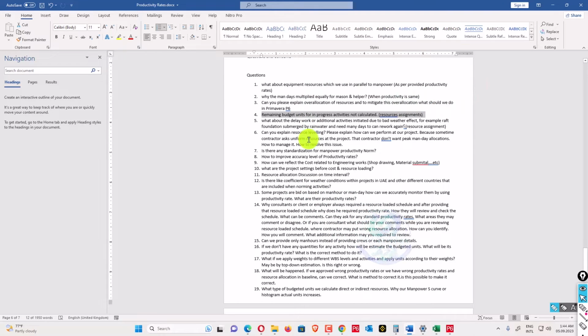Can you explain resource leveling? Please explain how you can perform it on a project, because sometimes the contractor asks for uniform resources at the project.